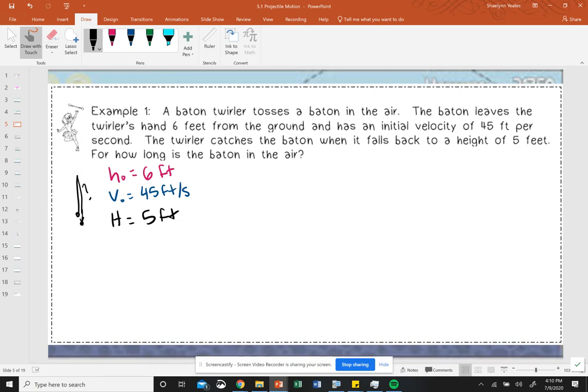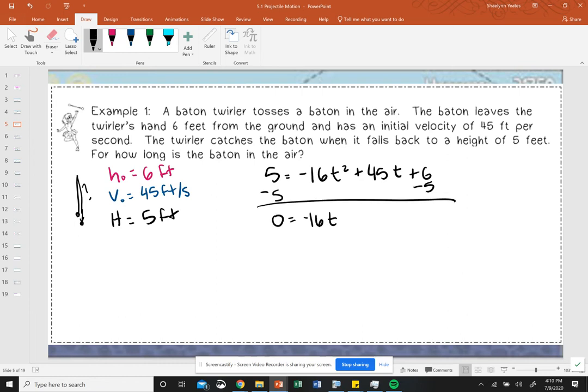Okay, so now we can set up our equation. So we know our final height is 5 feet equals, here's our negative 16 from gravity, t squared. Then we have to add our 45 feet per second with a t, and then add the 6, because we started 6 feet above the ground, it wasn't 6 feet below the ground. Okay, so now we want to solve for how long this takes. Well, the easiest way to solve is first set it equal to 0. So I'm going to subtract 5 from both sides. And we get 0 equals negative 16 t squared plus 45t plus 1.